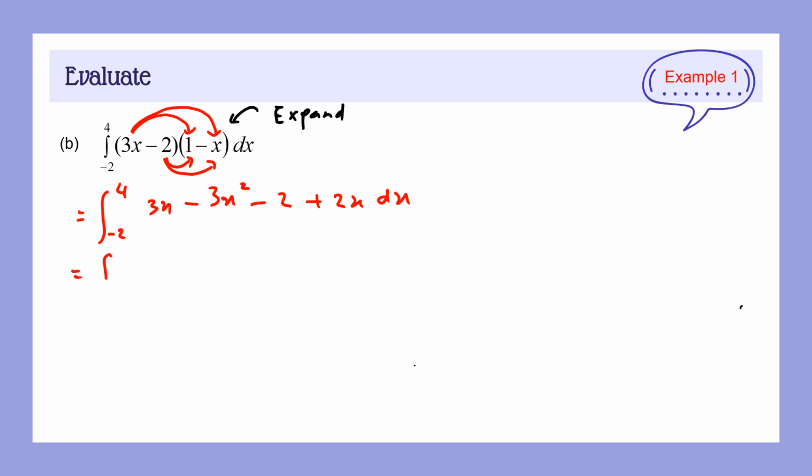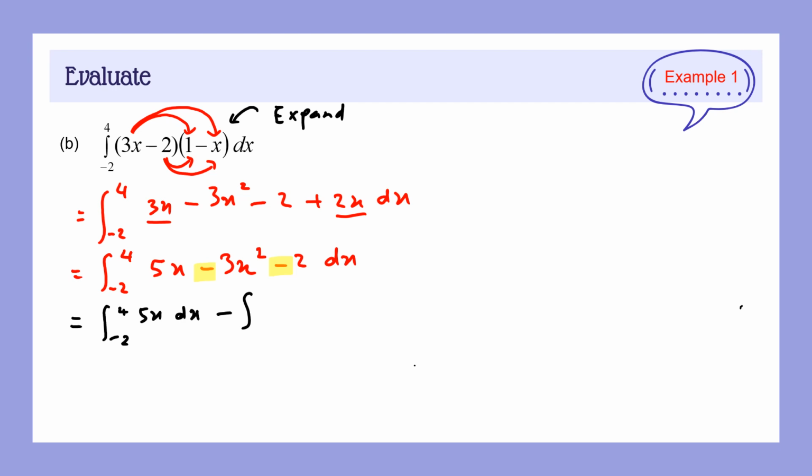We get integrate from negative 2 to 4, 3x plus 2x, we get 5x minus 3x squared minus 2 dx. And then we can split into 3 parts since we have negative here. So then, integrate from negative 2 to 4, 5x dx, minus integrate from negative 2 to 4, 3x squared dx, minus integrate from negative 2 to 4, 2 dx.